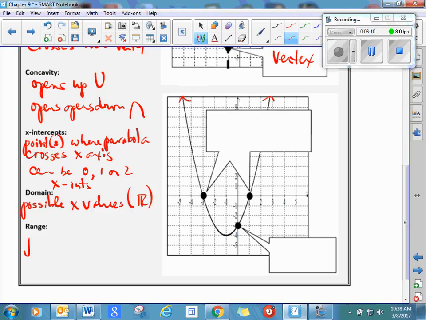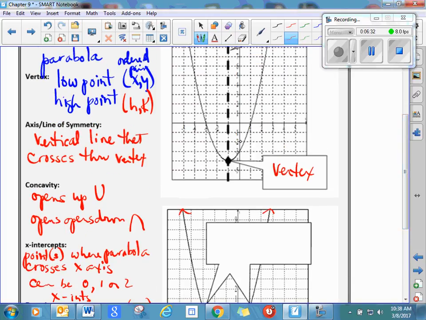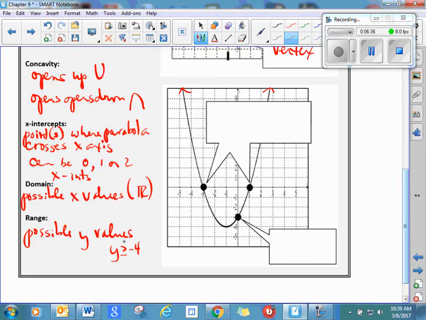The range, of course, are the possible y values. In this graph to the right, the lowest y value is -4. So y is greater than or equal to -4. And in our first case, what is that? That's also -4, right? Yeah. So on both of these graphs, the range is y is greater than or equal to -4. Okay, we'll stop there for a minute. I'll let you guys catch up.